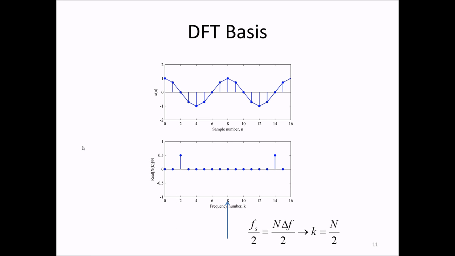Furthermore, you should see that k equals 8, that is half the block size, N half, corresponds to half the sampling frequency, because fs half is N half times delta f, and this means that k equals N half.